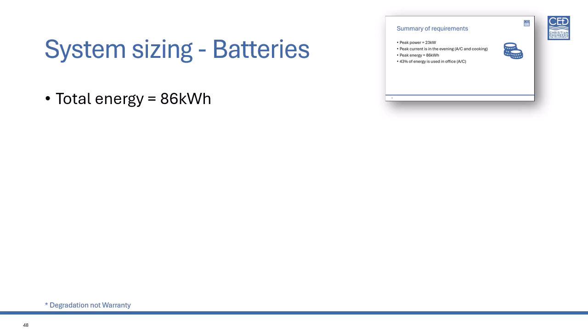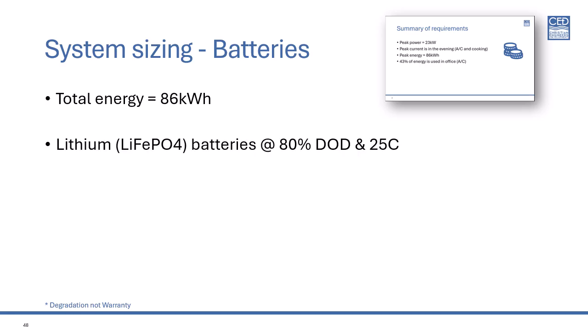We're now moving on to the batteries, and from earlier calculations the total energy of the site is 86 kilowatt hours per day, but from the pie charts we could see that not all of this requires energy to be stored in the batteries. Since lithium batteries normally operate with an 80% depth of discharge at 25 Celsius, this means that for us to provide 86 kilowatt hours daily, a battery size of around 107 kilowatt hours is required.